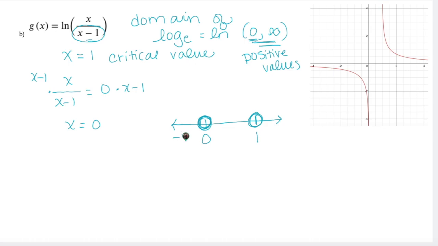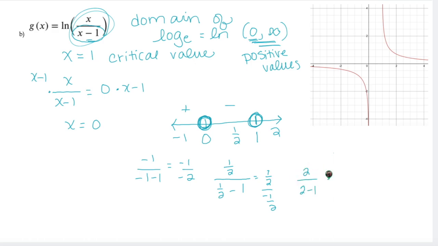We now need some values to check within our function itself. When I substitute negative 1 into our function, I end up with negative 1 over negative 2, or positive. When I substitute half, I have half over 1/2 minus 1, or 1/2 over negative half, doesn't matter what it is, negative. And then when I substitute 2 in, I'll have 2 over 2 minus 1, or 2 over 1, which is positive. So we are only interested in our positive values here, and we can see that those certainly are matching the graph of this natural log function.